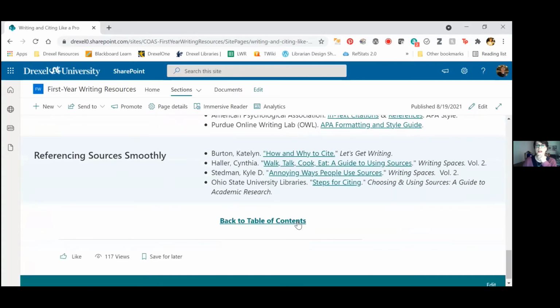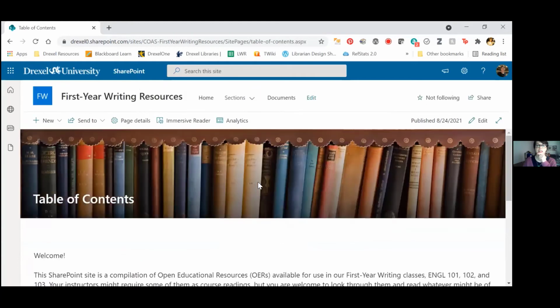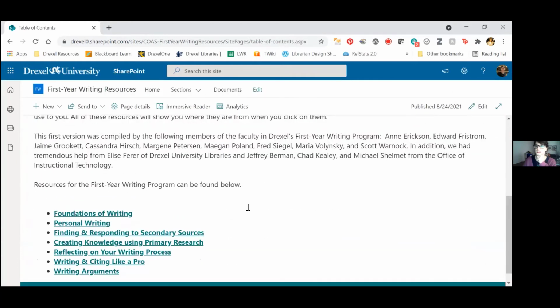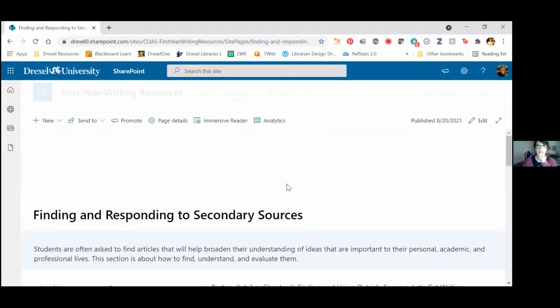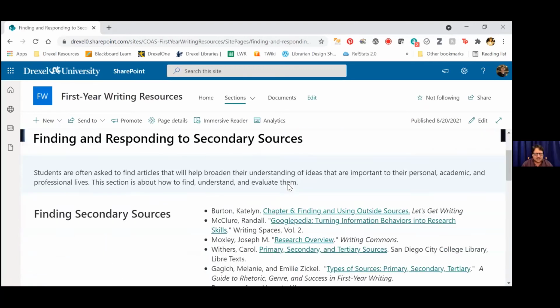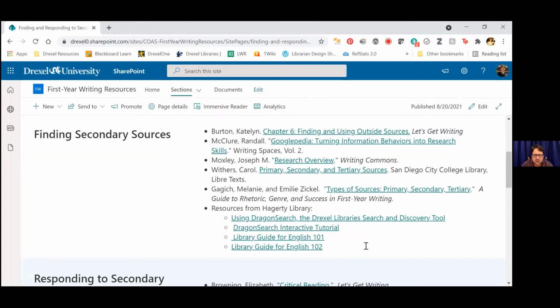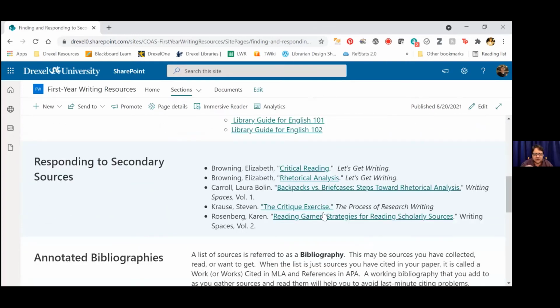And I know we talked about looking at the reading that you said you'd observed a class on, Fred? It was backpacks and briefcases. That would be in the finding and responding to secondary sources, because that's the assignment they're working on now. Yeah, right here it is. I think this was one of the readings I had looked at too, because I was curious about it. One of the things I got out of this was looking at resources that I hadn't necessarily seen before, which was really great for me.